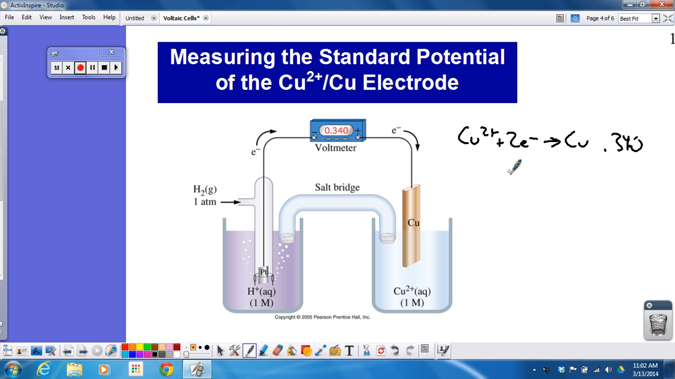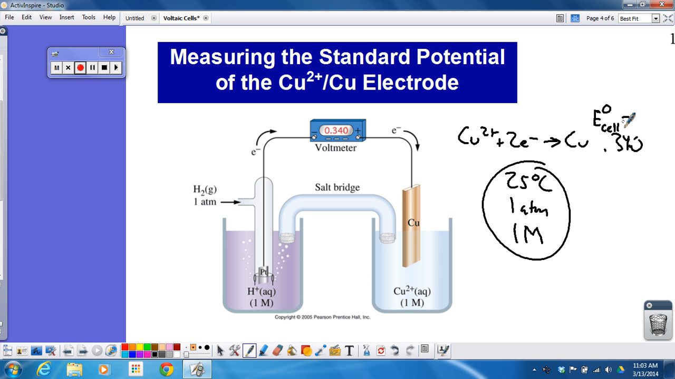Standard conditions, remember, same as thermodynamics: 25 degrees Celsius, 1 atmosphere pressure, and since we're dealing with solutions, we're dealing with 1 molar solutions. Okay. So we would say the standard potential, which is E° cell, is cell potential. Standard cell potential, remember the degree sign means standard potential, potential measured under standard conditions. So the standard cell potential for this half reaction is 0.340 volts.